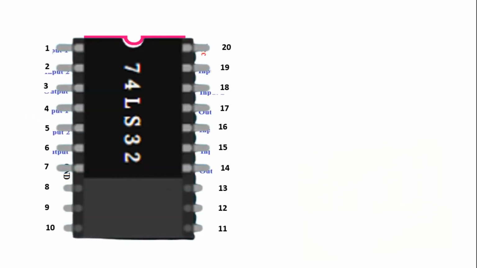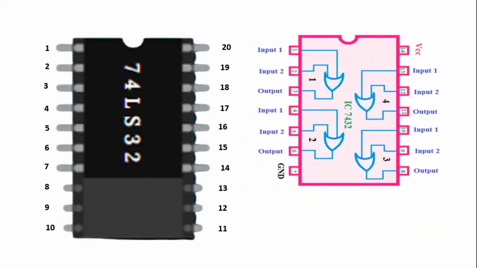Now the pin configuration of IC 7432. 14 pin IC. So pin 7 is ground, and pin number 14 is VCC. It has 4 OR gates in the IC. Alignment of the gates is also the same, and like IC 7408, the input and output pins are also the same.